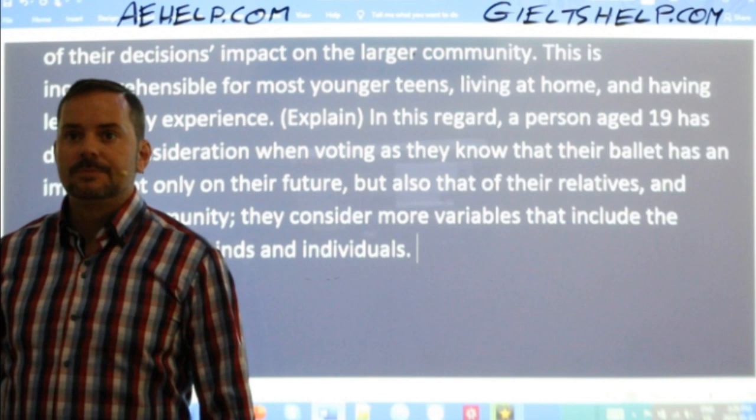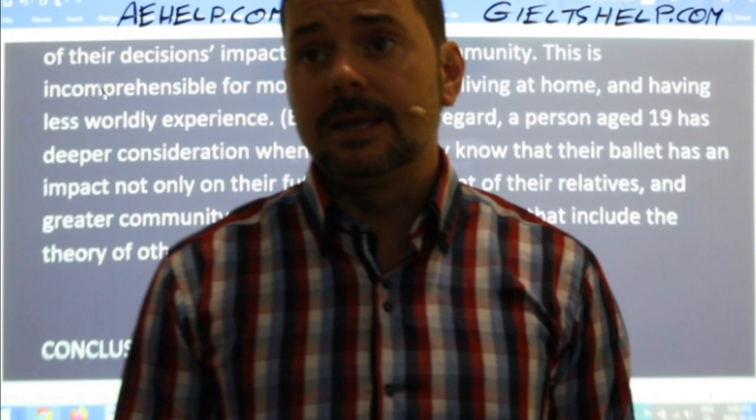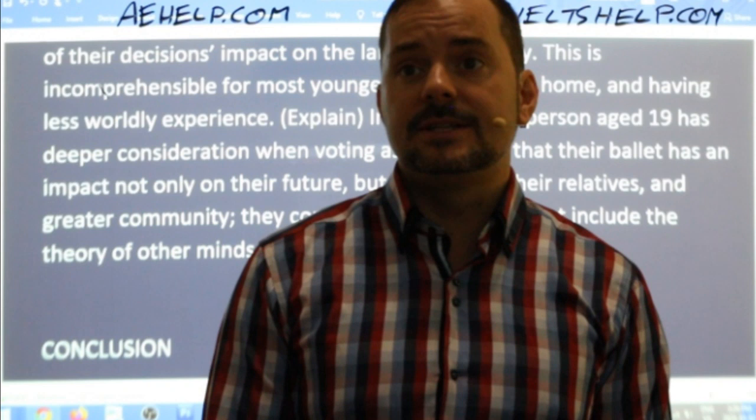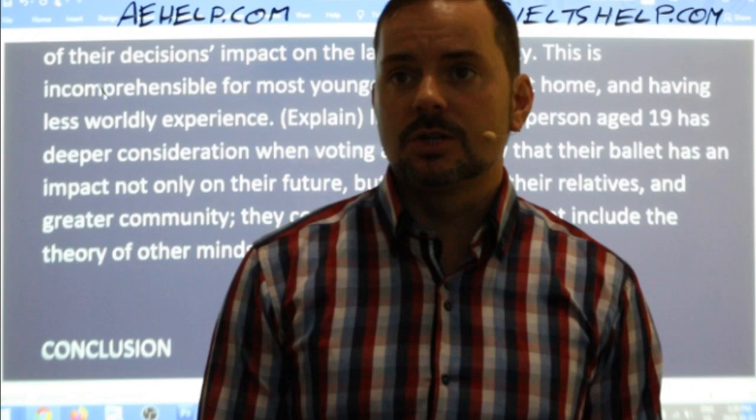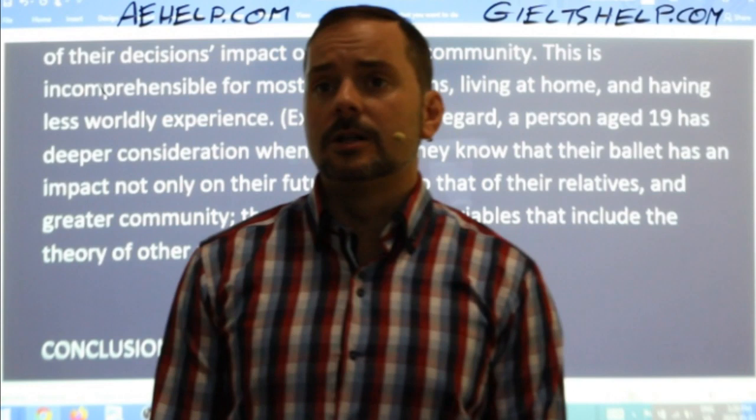Hemant says, a 16-year-old adolescent can easily come under the influence of propaganda and end up helping unethical candidates win, whereas a 19-year-old has a better understanding of social consequences and looks at more variables. Yeah, Hemant, absolutely. Don't use will. Students, avoid will. Let's not jump to the future participle here, okay?